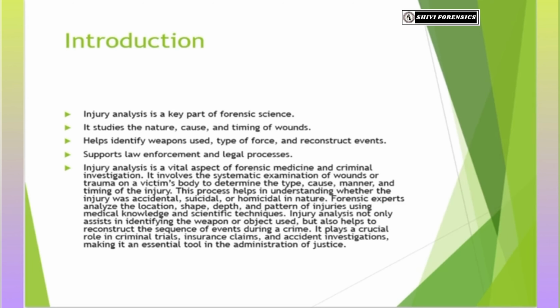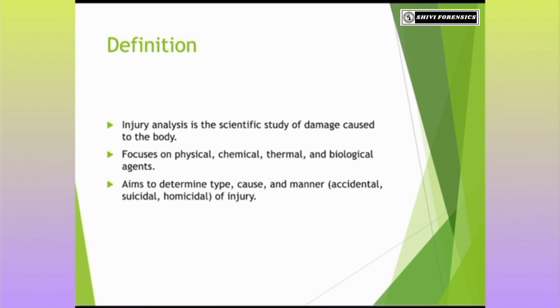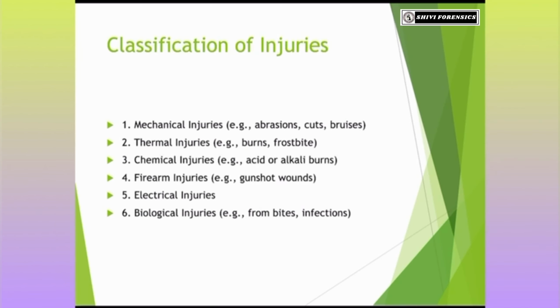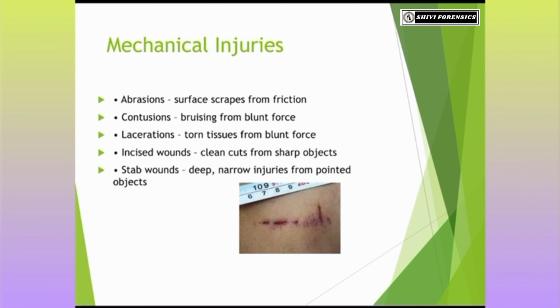Next, definition. Injury analysis is a systematic study of damage caused to the body by forces of physical, chemical, thermal, and biological agents. It aims to determine the type, cause, and manner of injury: accidental, suicidal, or homicidal. Classification of injuries: mechanical injuries, thermal injuries, chemical injuries, firearm injuries, electrical injuries, and biological injuries.